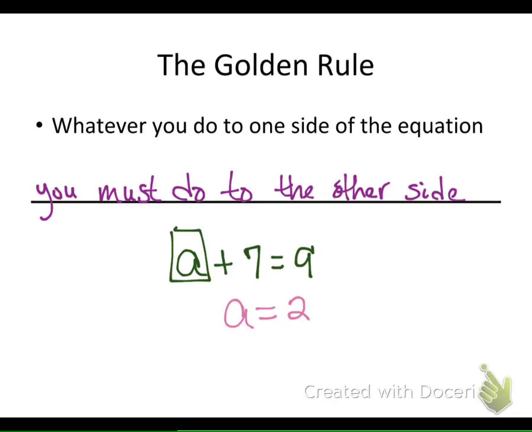Okay, so the golden rule, whatever you do on one side of the equation, you must do on the other side. Now, when I say equation, what is the equation part? Like, how do I divide the sides? The equal sign. So I'm talking whatever I do on one side of the equal sign, I have to do on the other side of the equal sign. All right, let's look at the next part here then.